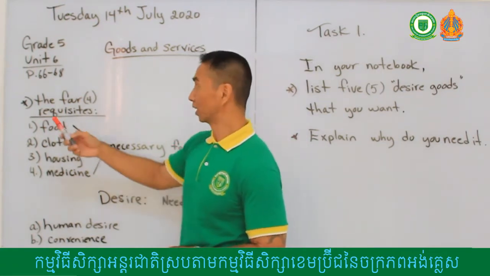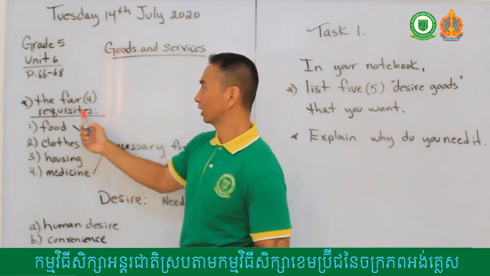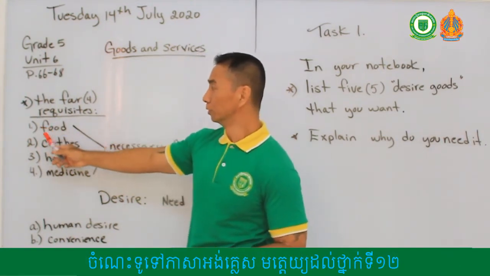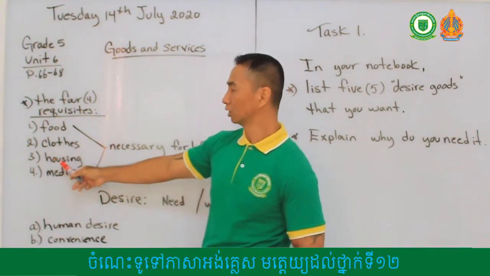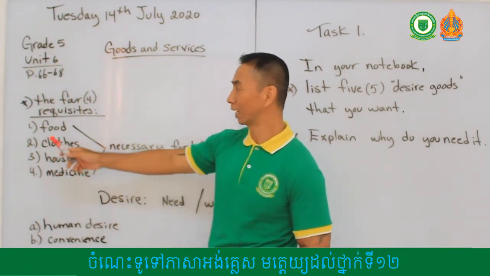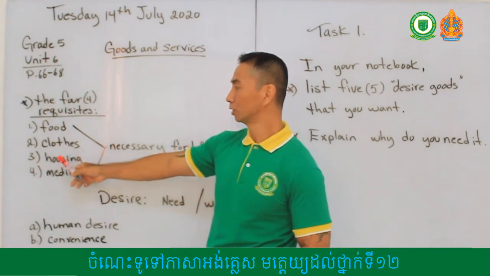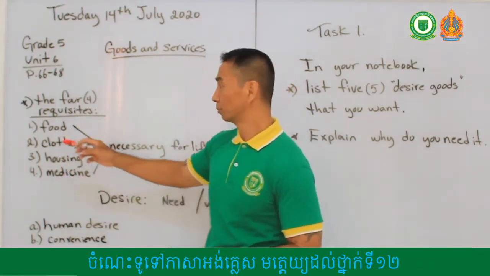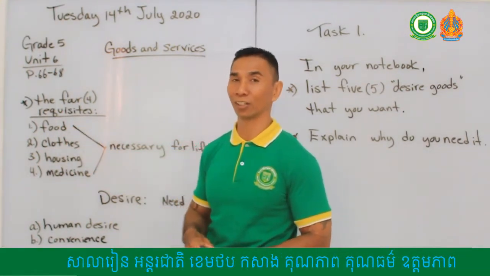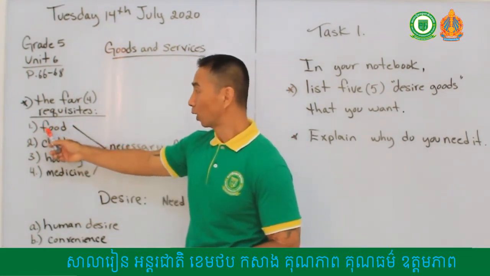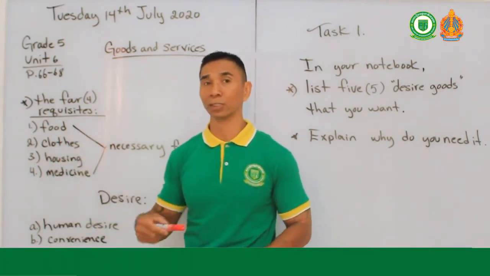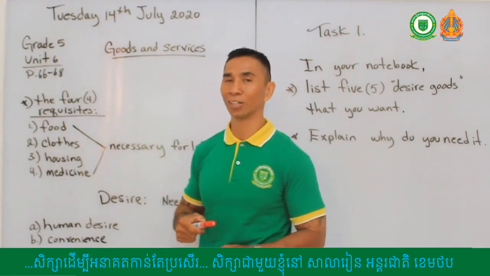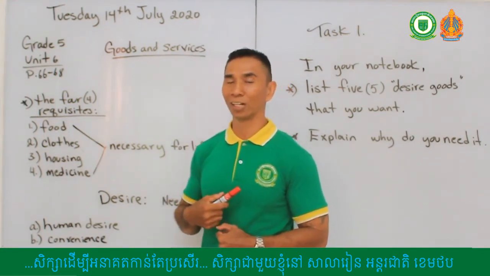Last week we studied the 4 requisites. Remember what they are? They are food, clothes, housing, and medicines. Again, food, clothes, housing, and medicines. I remember most of you submitted all your homework and tasks last week, explaining what these are and how important they are in our lives, right? Because we all need food to survive. If we don't, we will not live long.